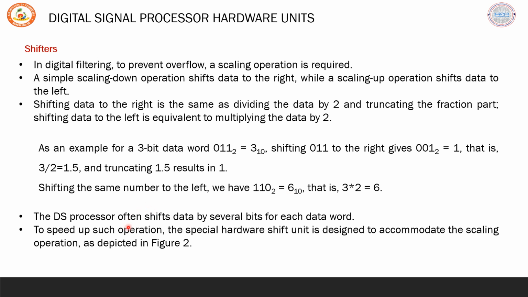Now, the digital signal processor often shifts data by several positions. It's not true that we'll do only a single bit shift. We may do shifting in several places at a time. Irrespective of the number of places, the time consumed for this shifting operation is only a single cycle. Hence, having a dedicated hardware called a shifter will definitely speed up the operation of performing the shift. So the scaling operation is incorporated in the digital signal processor architecture.